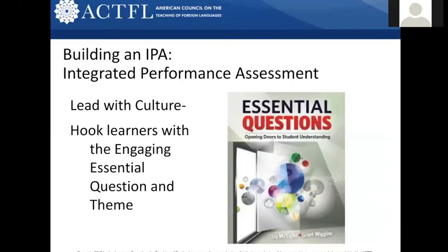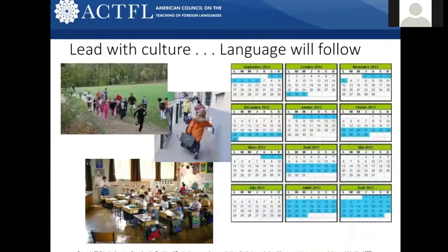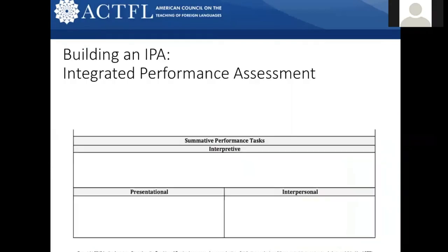That is the leading with the culture, hooking the learners with the engaging essential question and theme. Obviously the language will follow. We're going to give them opportunities in all three modes to grow their language in order to support the essential question and theme of the culture.